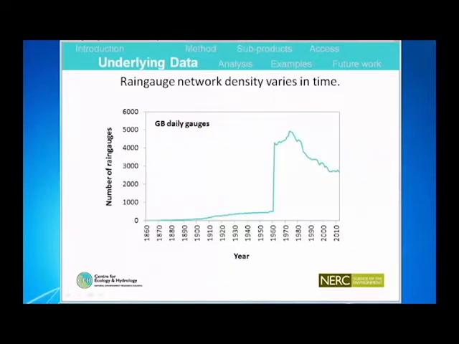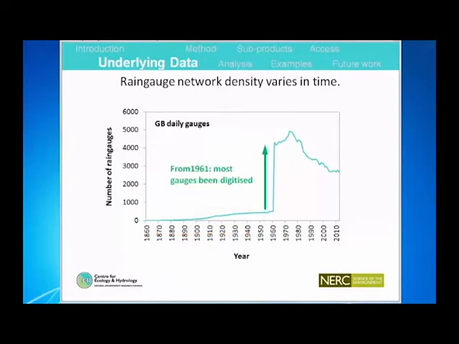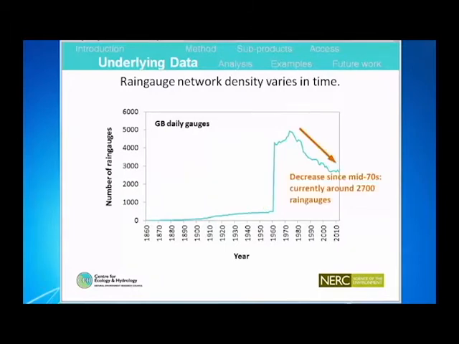So this slide is something important to keep in mind, that the rain gauge network density has varied in time. This is going to be important because it's going to affect the quality of the dataset depending on when and where you're interested in. Before 1961, there were very few stations digitized. Then in 1961, most rain gauges were digitized with a peak in 1975. Since then, it has decreased, and we currently have around 2,700 gauges.